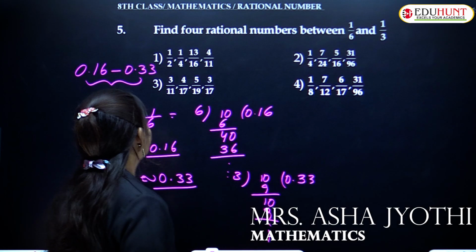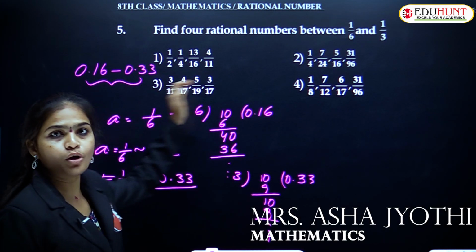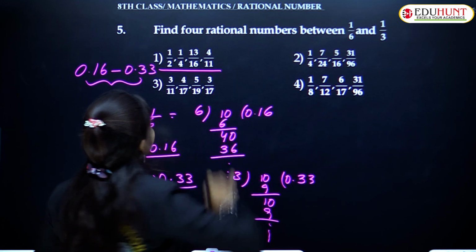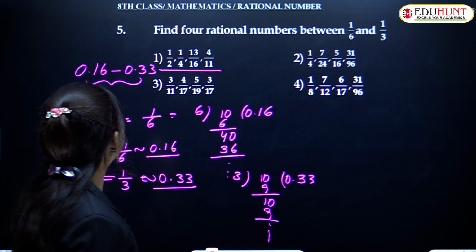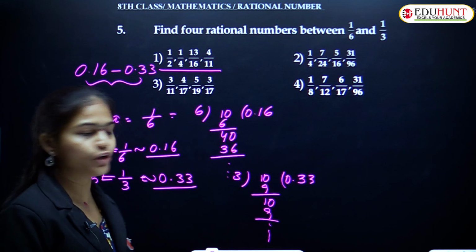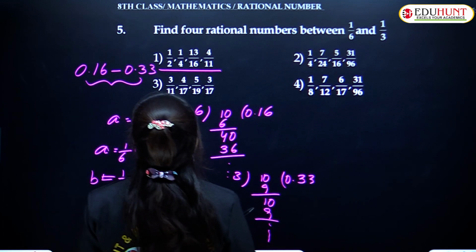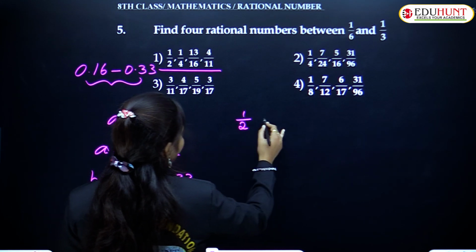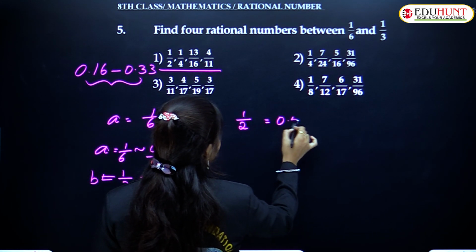So children, see here. Here also we have to check all the 4 options, right? So let us check the first option, what is that? Here 1 by 2, 1 by 4, 3 by 16, 4 by 11. Okay. So let us check each option. So first option, what is that? 1 by 2. So 1 by 2 means here we know that it is 0.5.